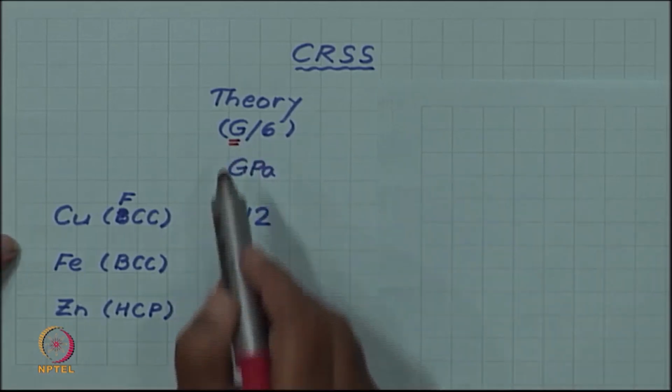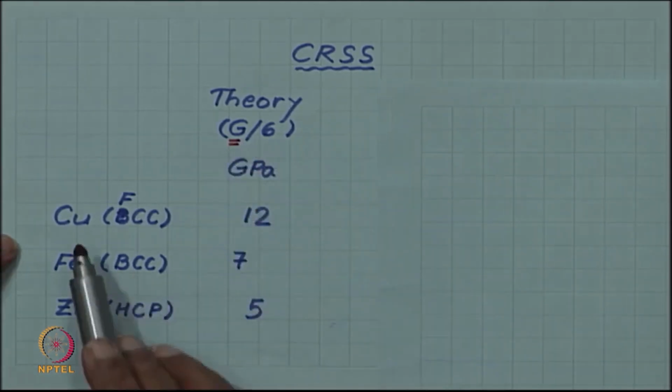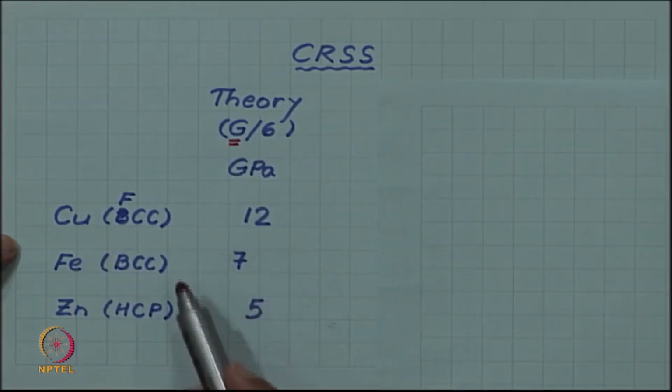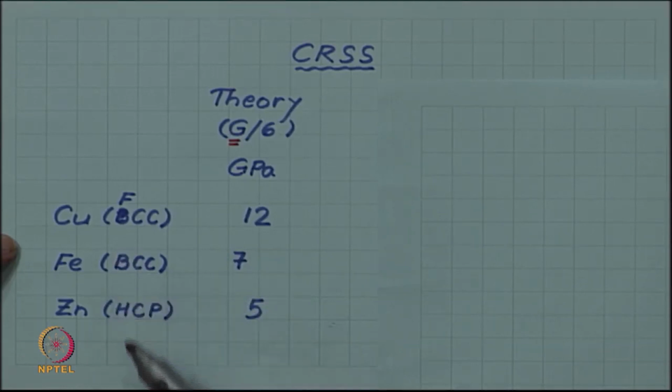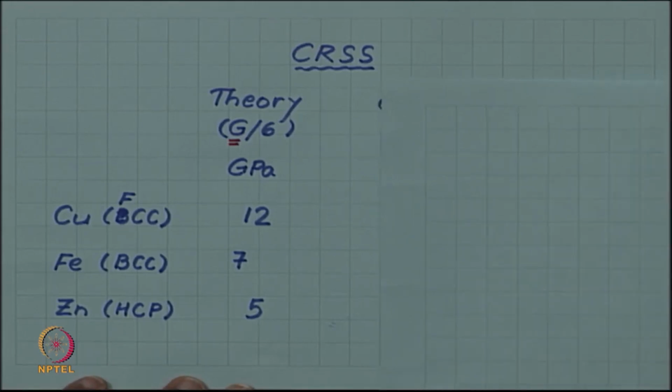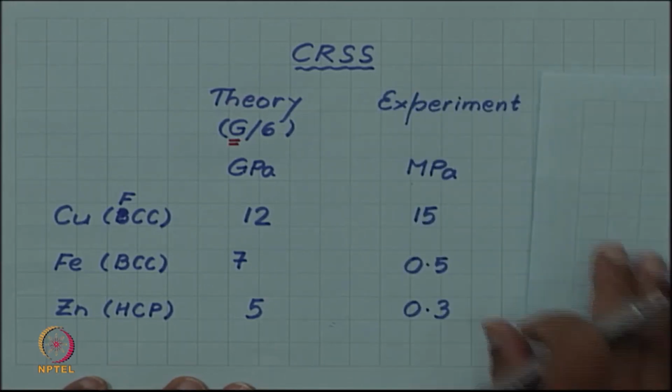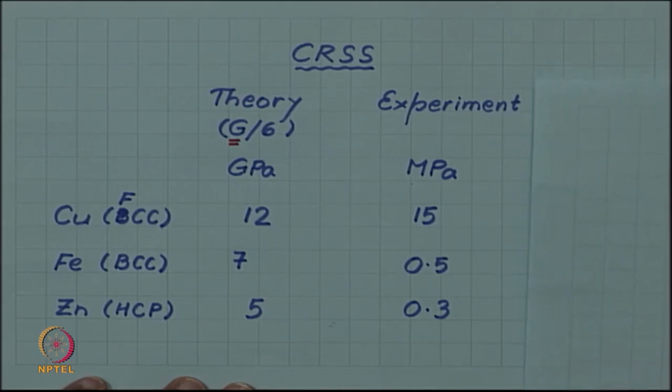So, if we divide the shear modulus by 6, we get different values of critical resolved shear stress for different materials. Three materials are listed here with some typical values of modulus divided by 6, which will be the critical resolved shear stress predicted for them. However, when you compare this with experiment, there is a startling mismatch. So, you can see the experimental value now.